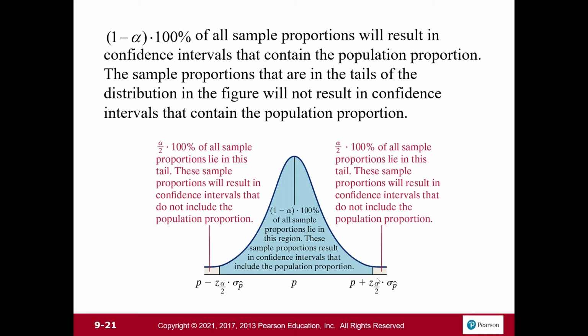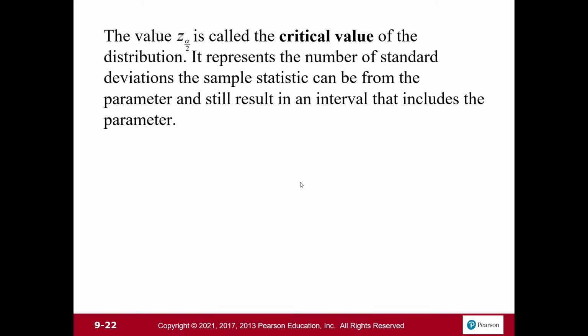And there's our margin of error. We can see how it's calculated. The value z sub alpha over 2 is called the critical value of the distribution. It represents the number of standard deviations the sample statistic can be from the parameter and still result in an interval that includes the parameter.